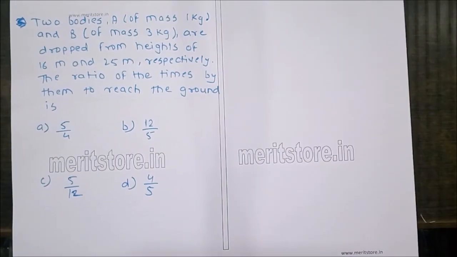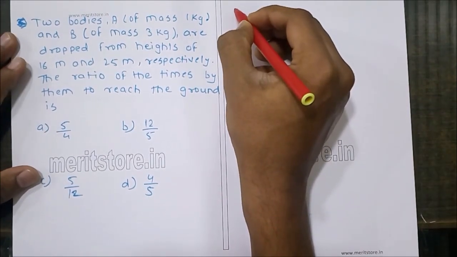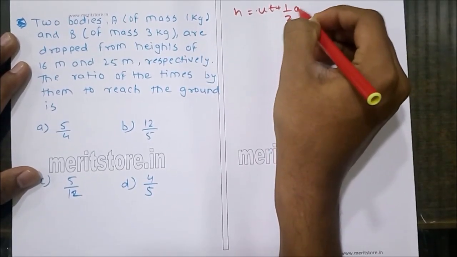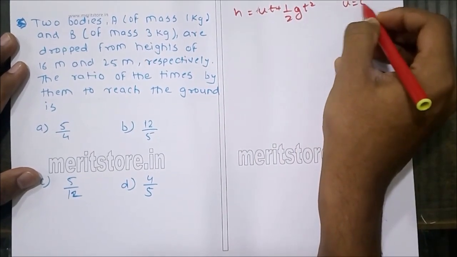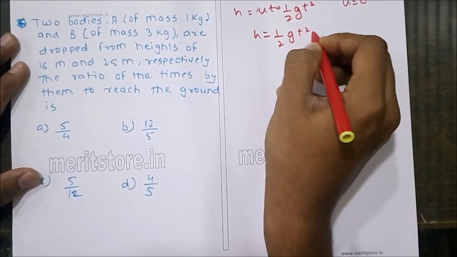Two bodies, A of mass 1 kg and B of mass 3 kg, are dropped from heights of 16 meters and 25 meters respectively. The ratio of the times taken by them to reach the ground is, the four options given are 5:4, 12:5, 5:12 and 4:5. So for a freely falling body, h is equal to ut plus half gt square. However, since it is freely falling, the initial velocity is equal to 0.